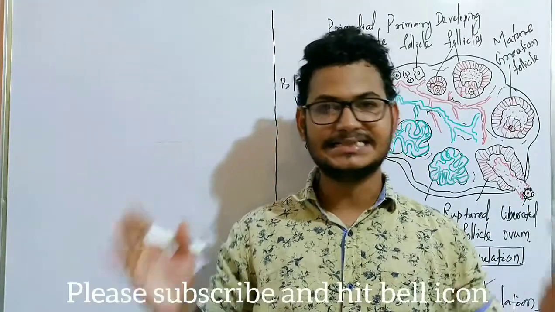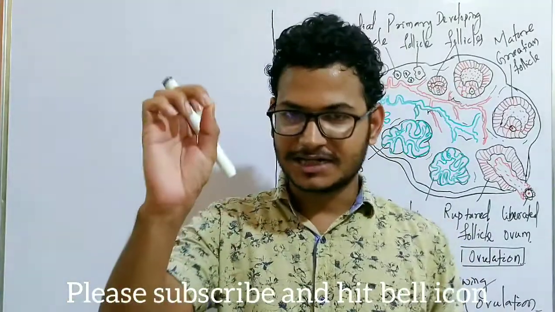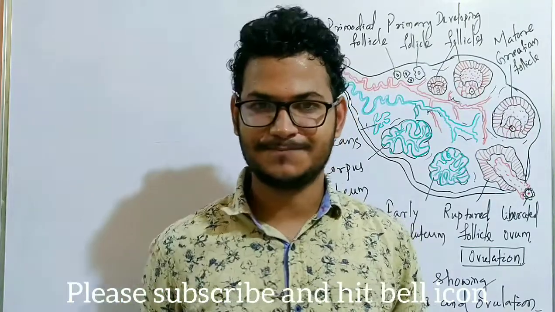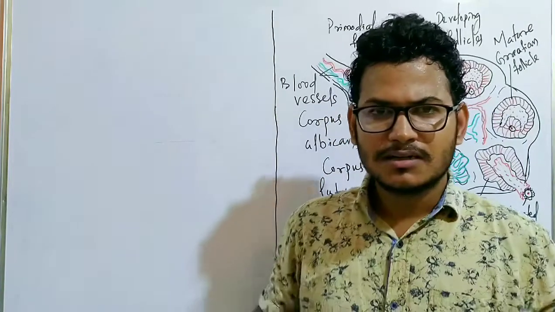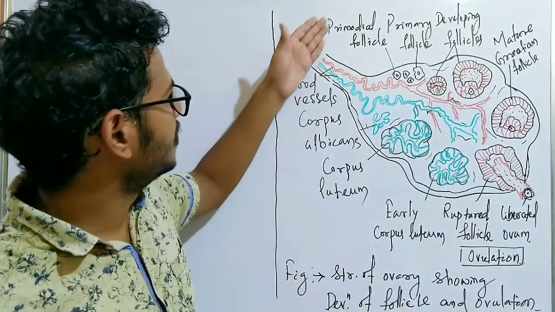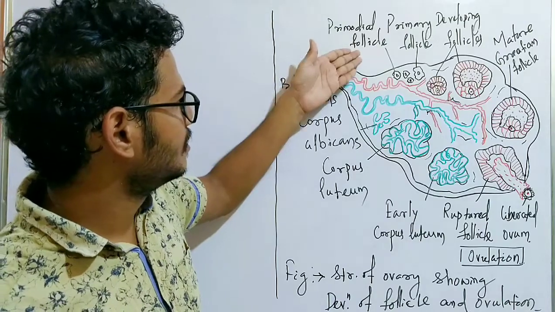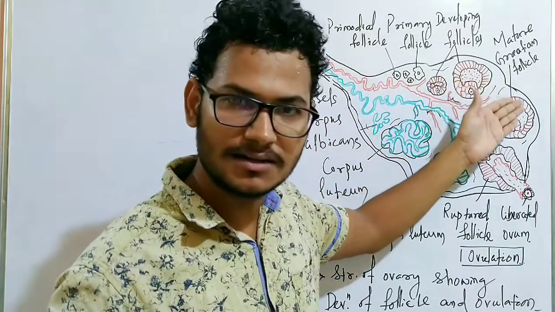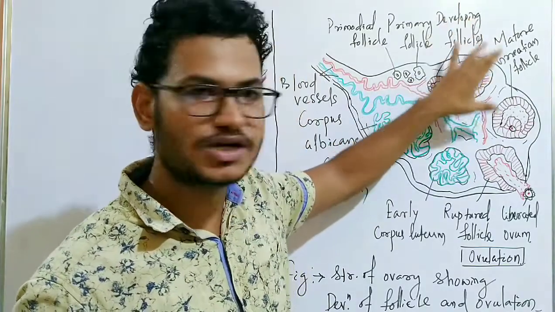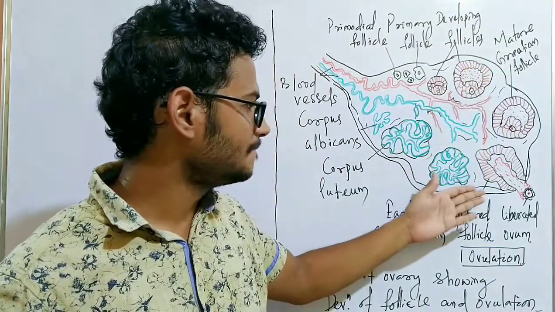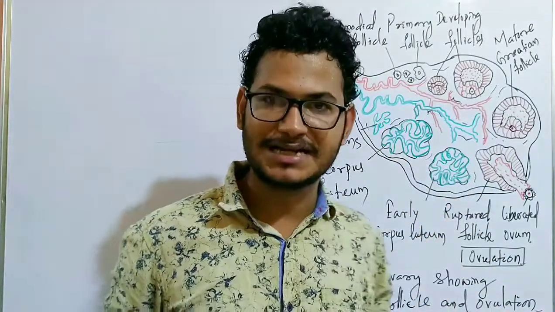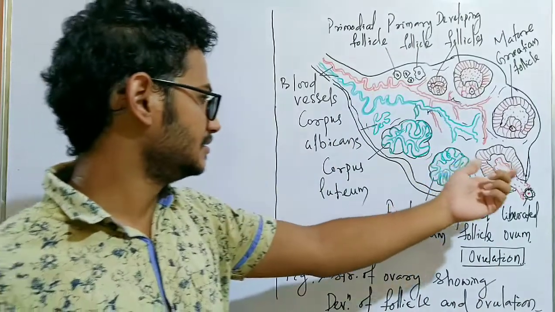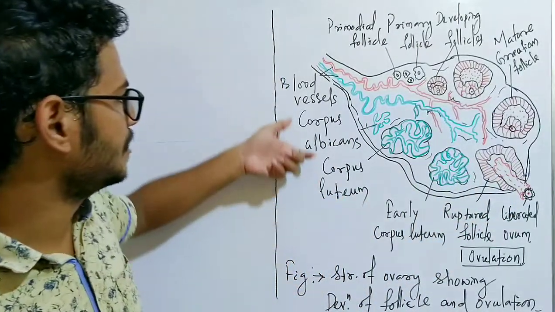Here we will discuss in detail the female reproductive system, particularly the ovary and its histology, where it is located and how it looks. We will also discuss how the primordial follicle develops into the Graafian follicle, and then the mature Graafian follicle ruptures and the ovum, or secondary oocyte, comes out after its maturation, followed by the formation of the corpus luteum and the degeneration into the corpus albicans.